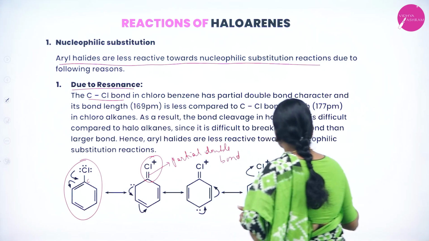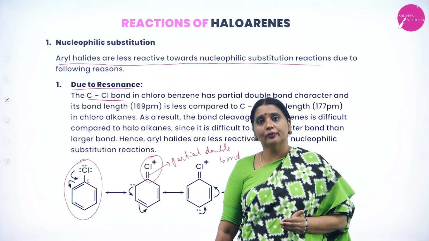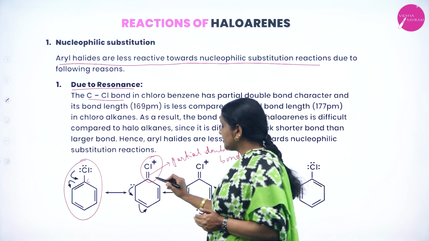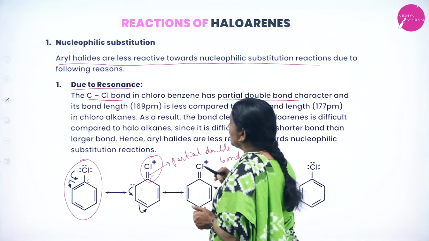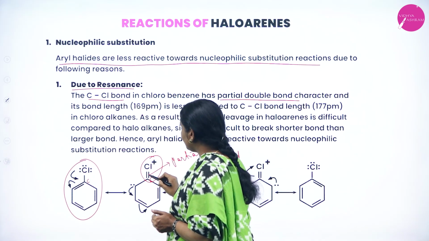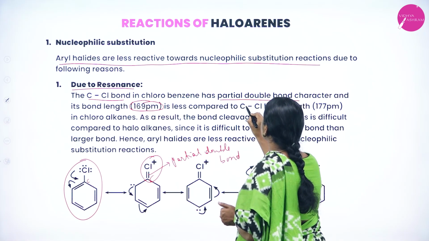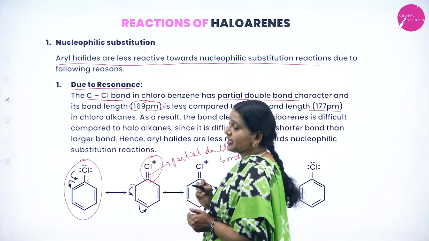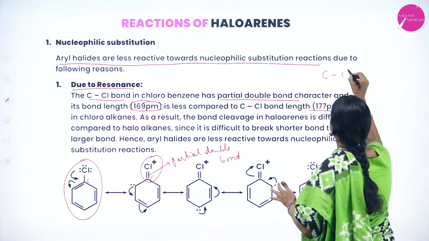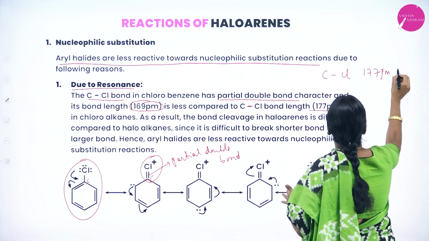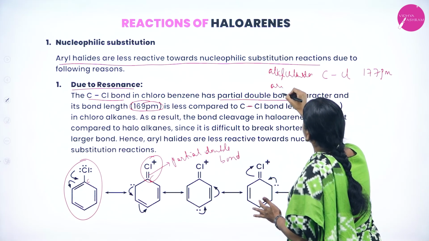Here on the board, you are observing the five resonance structures I have written for chlorobenzene. Chlorobenzene undergoes resonance. Because of resonance, the carbon-chlorine bond acquires partial double bond character. The carbon-chlorine bond length here is 169 picometer, but the carbon-chlorine single bond has a bond length of 177 picometer. In alkyl halides, the carbon-chlorine bond length is 177 picometer, that is in alkyl chlorides, as well as in aryl chlorides.